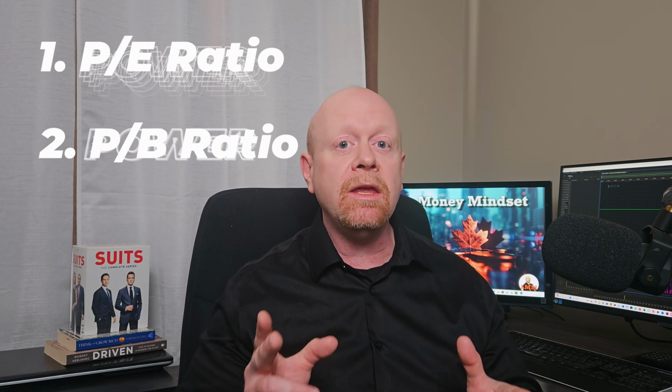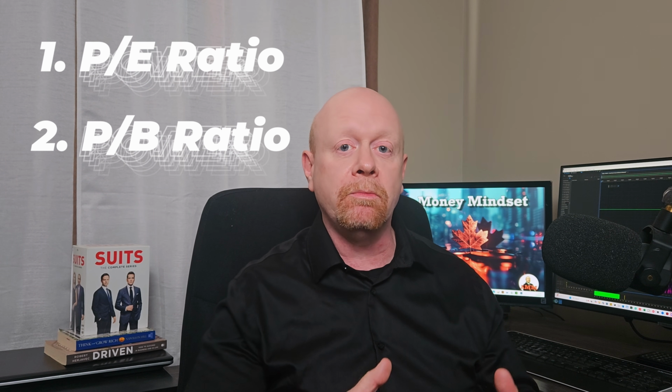But two ratios you really want to pay attention to are, one, the PE ratio, like I said, and two, the PB ratio, the price to book value ratio. Those are two important ratios. Looking at these two ratios will help more likely ensure that you're not overpaying for the stock.